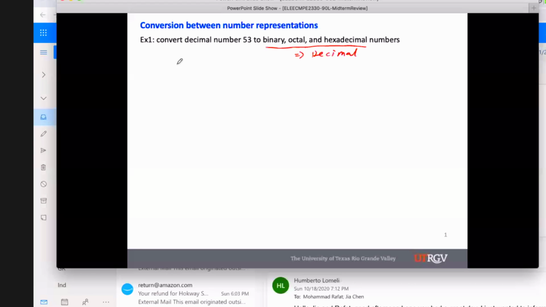For example, if I have octal, 2, 3, 5. This is my octal. Usually you put the base in the subscript to indicate which kind of number you are referring to. So to convert that into decimal, base 10, you usually start from the least significant digit, the most right. So 5 times the base 8, and the position is 0.